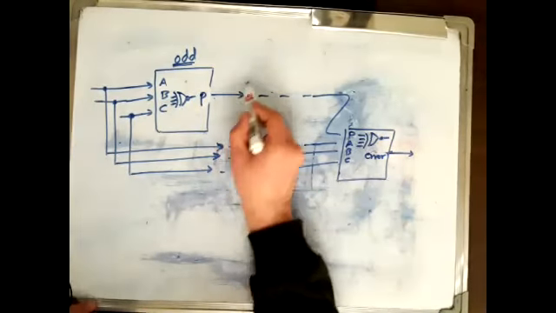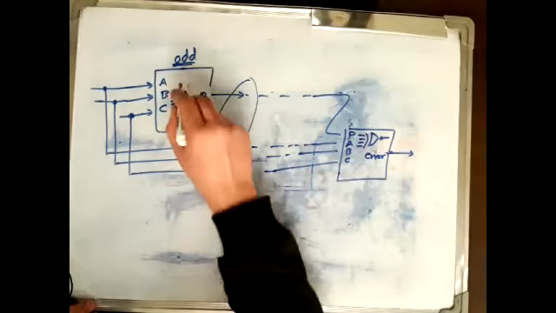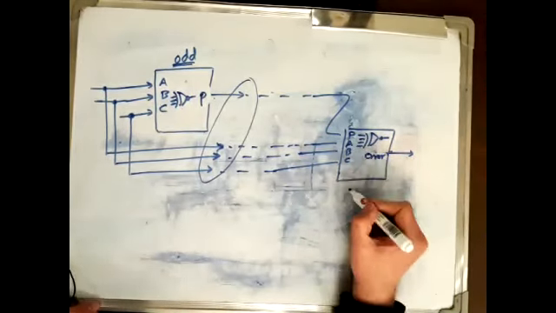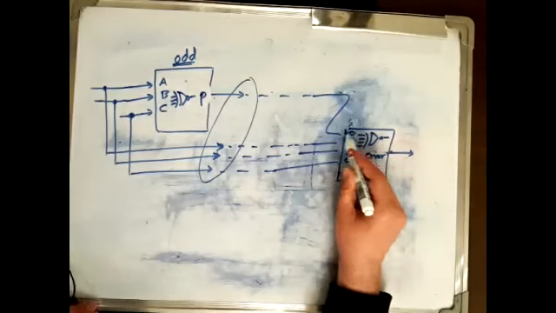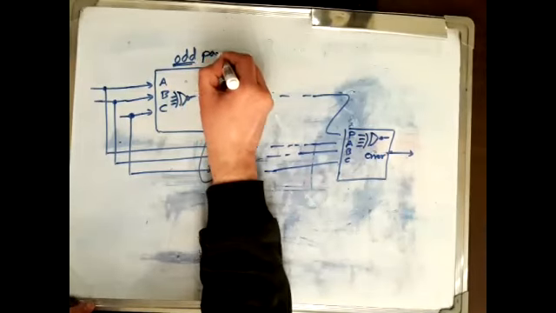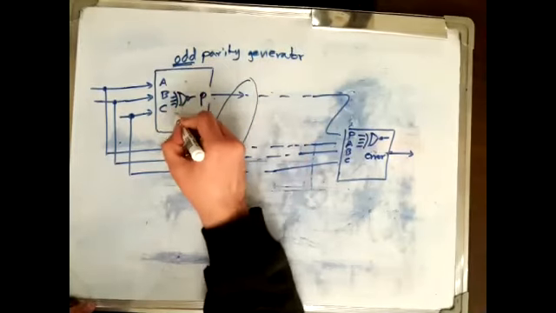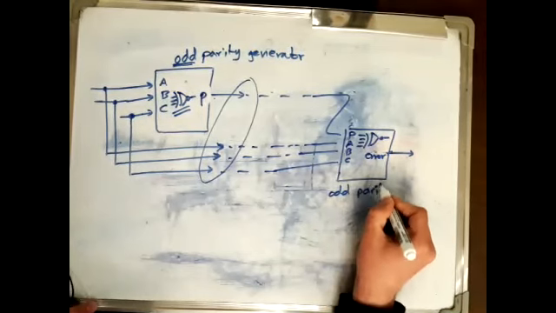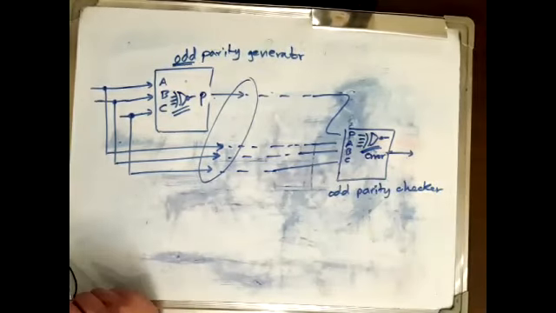This is what we want, because when we sent the data, the number of ones was assumed to be odd, assuming the odd parity convention. So the same thing: to check for the error, we need a four-input XNOR. We need to take the parity into consideration. So here we have an odd parity generator, which is basically an even function, and here we have an odd parity checker, which is also an even function.